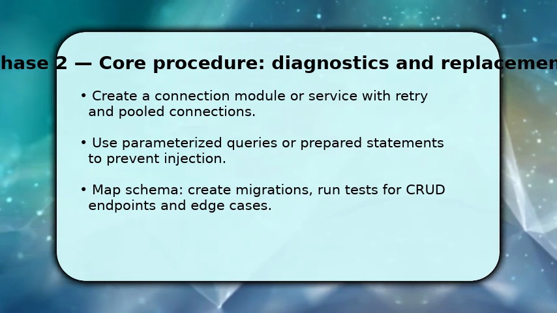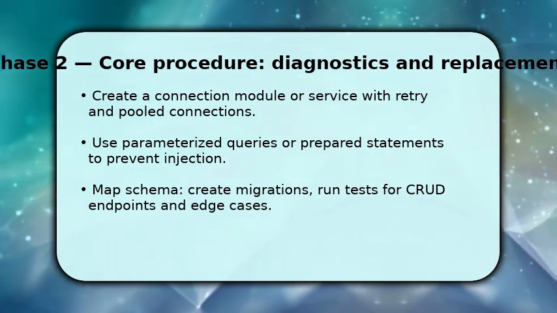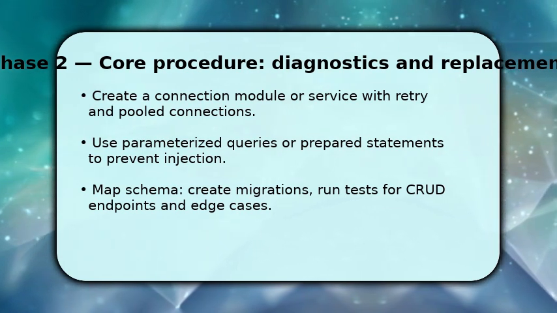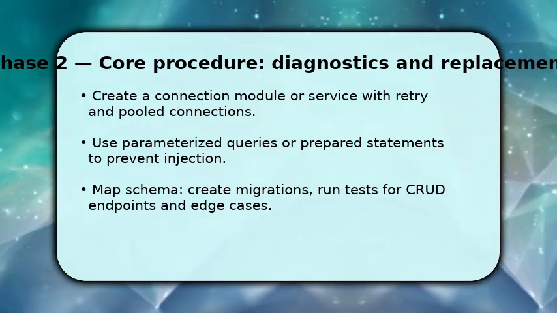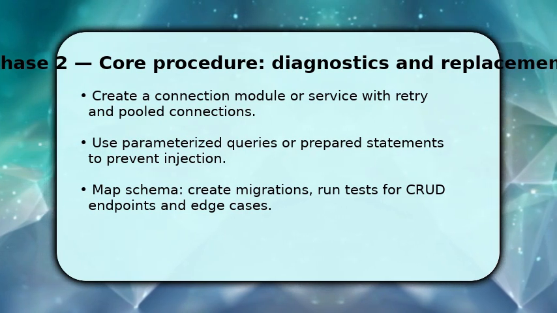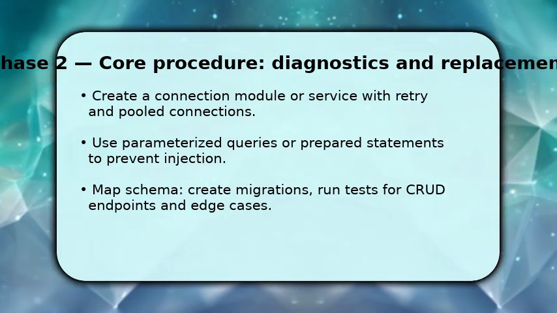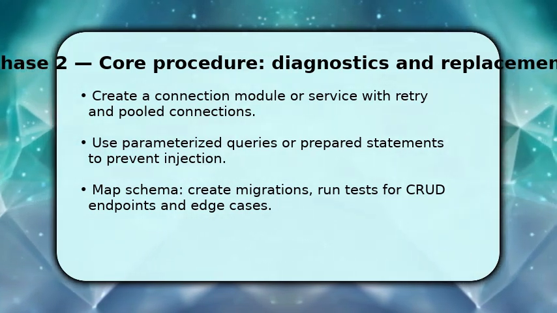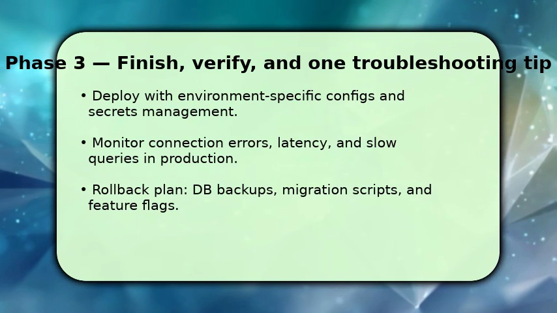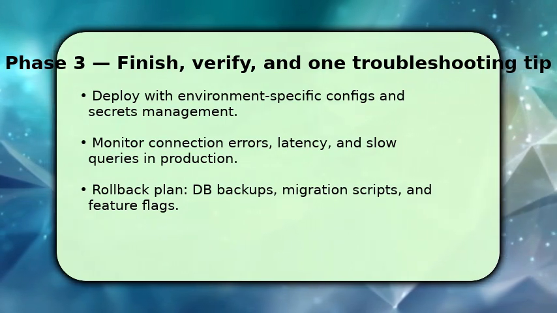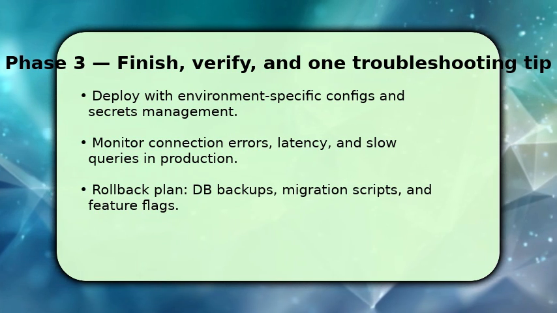Then wire your CRUD endpoints to the connection module and run migrations or schema checks to align models. Once wired, run integration tests to catch data mapping errors and type mismatches early. Finish by deploying with environment-specific configuration and a secure secret store. This keeps production credentials safe.